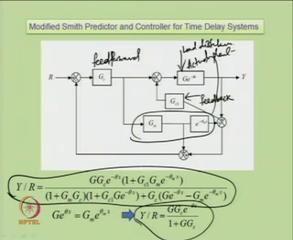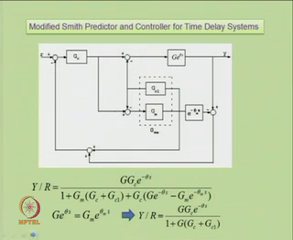Apart from this modified Smith predictor and controller scheme, we have got one more advanced modified Smith predictor and controller scheme. It has also got two controllers, one controller in the feed forward path and one in the feedback path. The second controller G c 1 s is across the delay free part of the process model. What is the benefit of putting the controller G c 1 in this fashion?